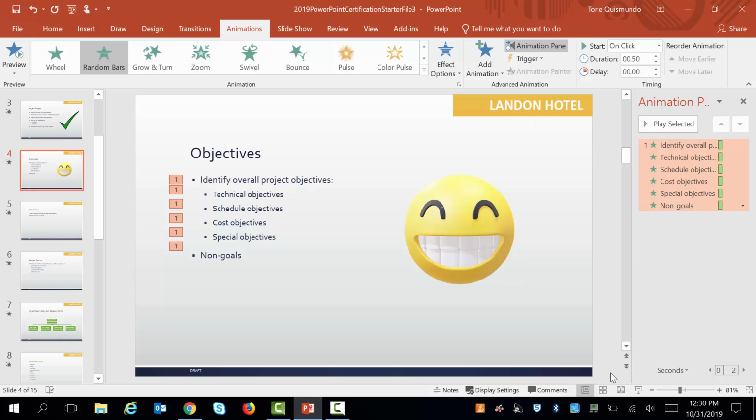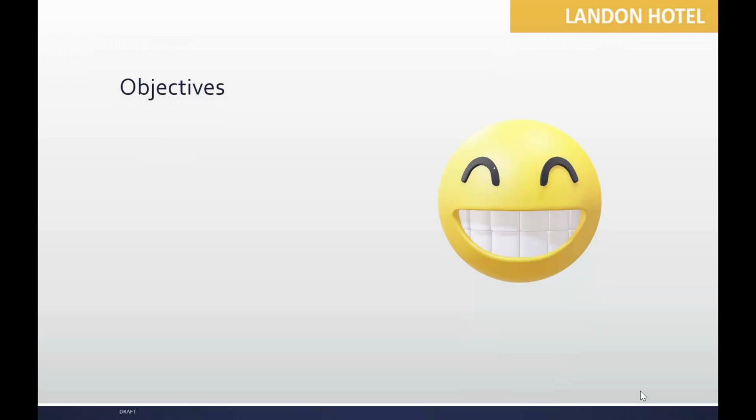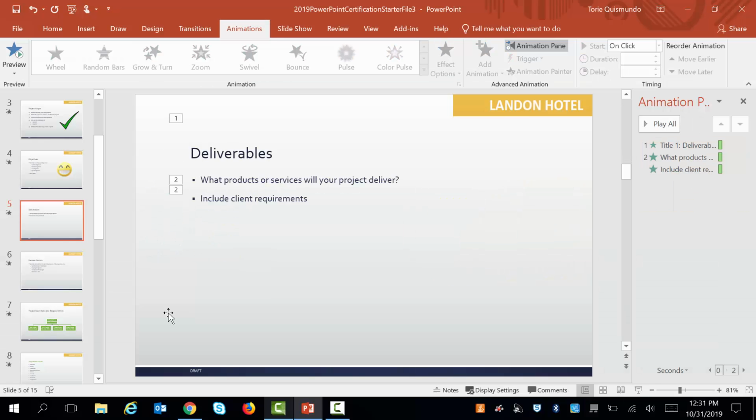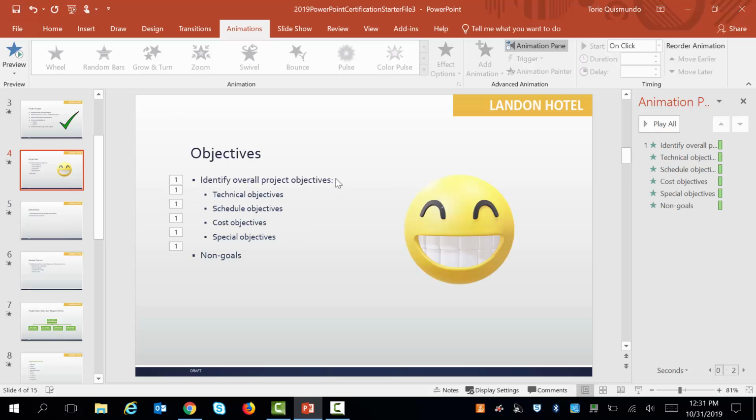So right now, if I were to play this, it does all appear at once. Now, had I done these individually, you would see how they all have a number 1, so they are all going to appear at once. And if I look over here on the right-hand side, all of these stars fall under the number 1, which means they will all appear at once.